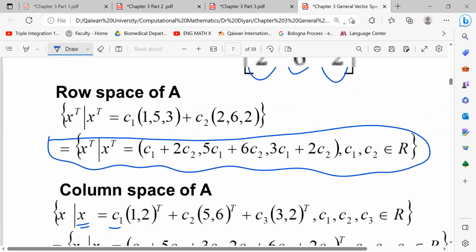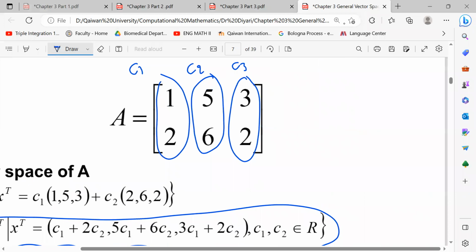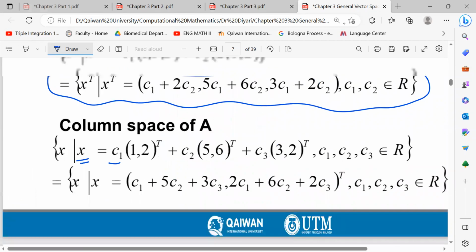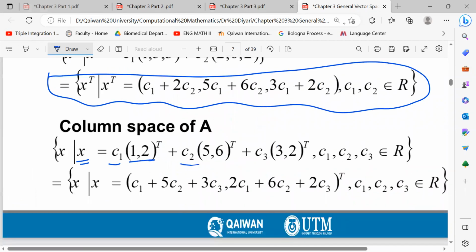Look, the transpose of any vector, let's say if you have 2 and 1, its transpose is 2 and 1. It becomes a column vector. The transpose of a row vector is a column vector. And also, the transpose of a column vector is a row vector. Here, we just take the transpose for these: C1 times this, C2 times this, C3 times this.